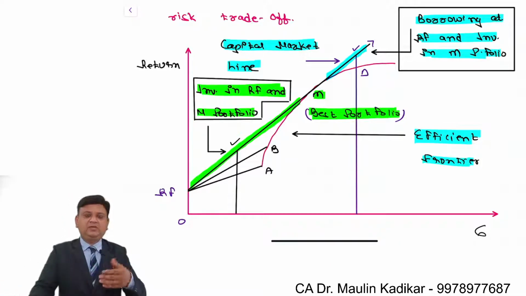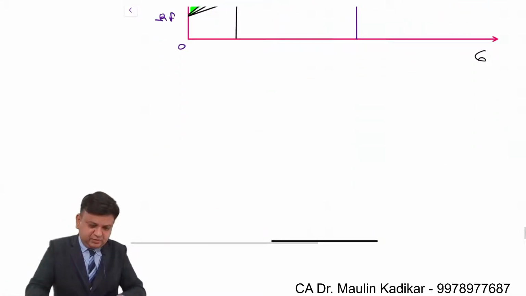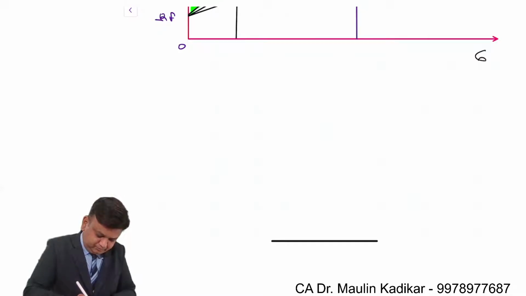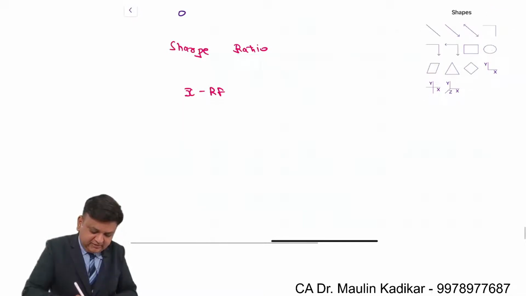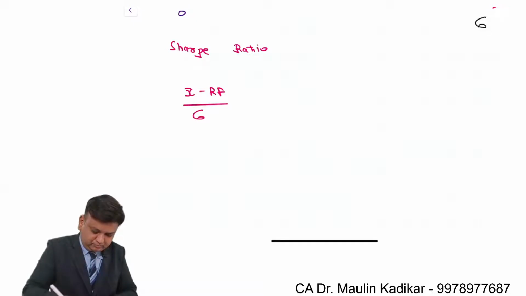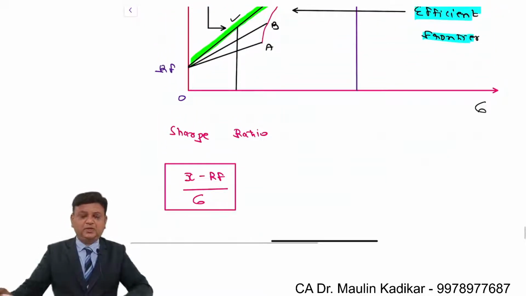Now, friends, how to calculate the Sharpe ratio, that we are going to understand in much detail. But for the time being, I am just dictating a formula for the same. So write down the formula for the Sharpe ratio. The formula is like this: X bar minus RF divided by standard deviation. Why the formula is like this, I will explain to you shortly. So please write down the formula.